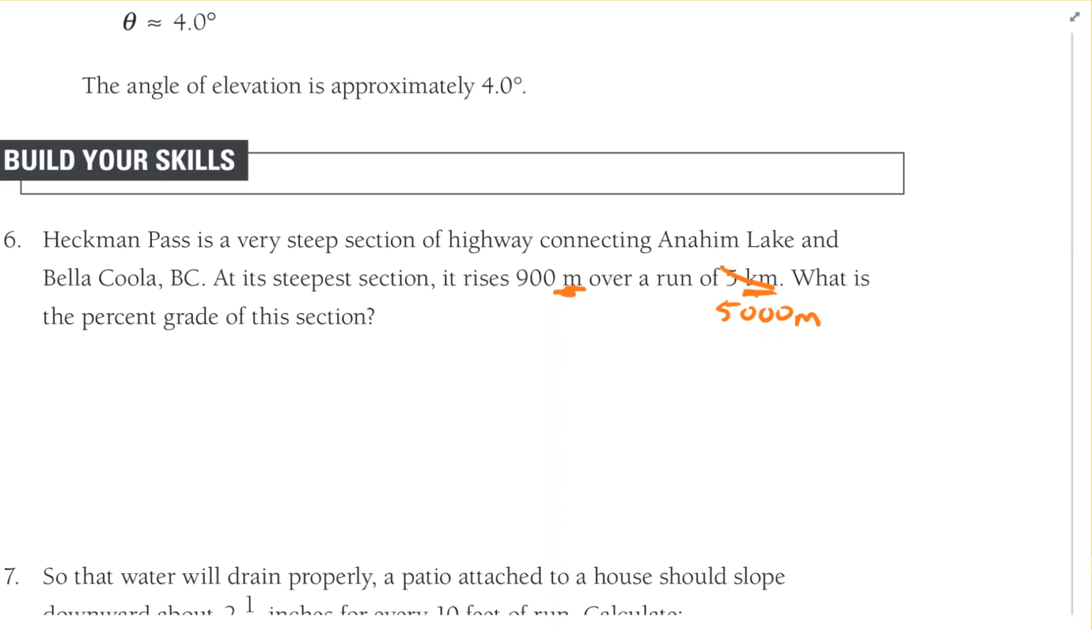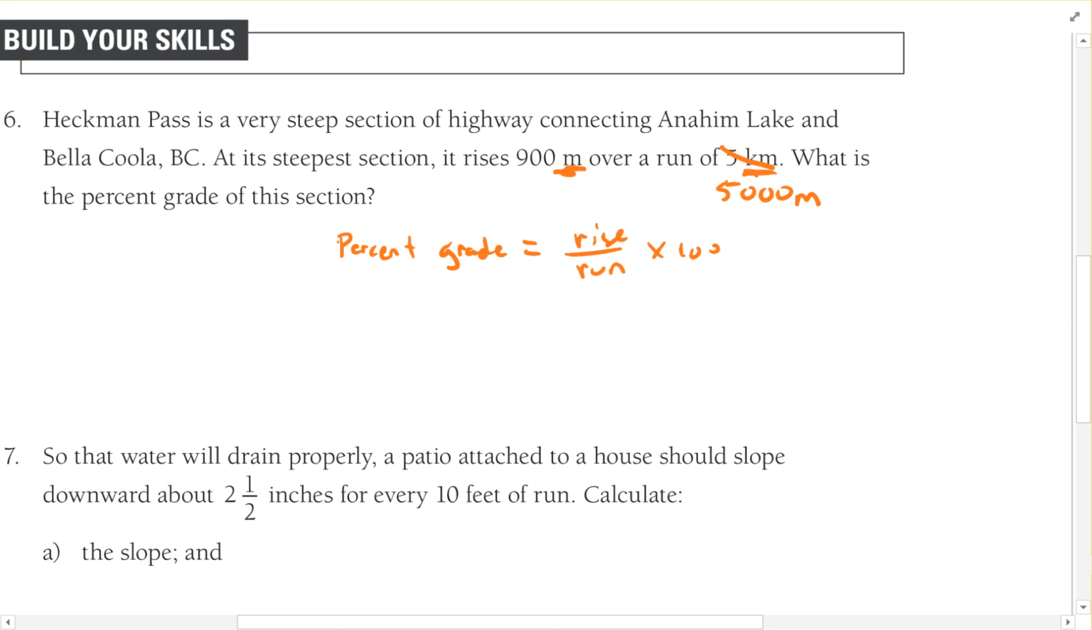So now what is the percent grade? So percent grade is equal to slope. So just find your slope and multiply it by 100. So rise over run times 100. I'll let you guys go ahead and do that now.